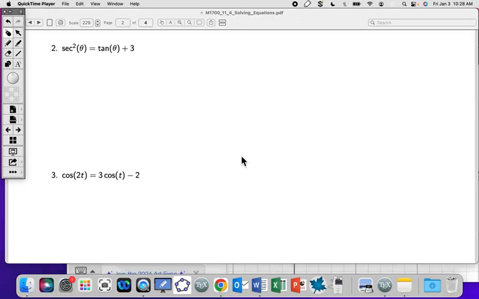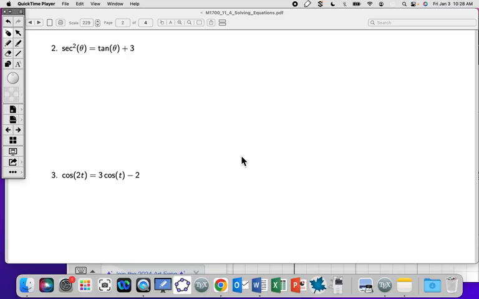I've got secant squared theta equals tangent theta plus 3. So unlike the first example we had, we've got 2 different trig functions involved here. And it doesn't look like we can factor anything to get each trig function by itself. So when this happens, we try to use identities to convert everything in terms of one trig function. So we think back to our identities.